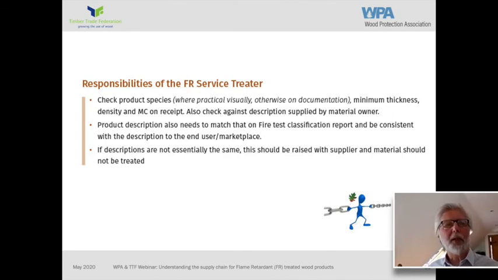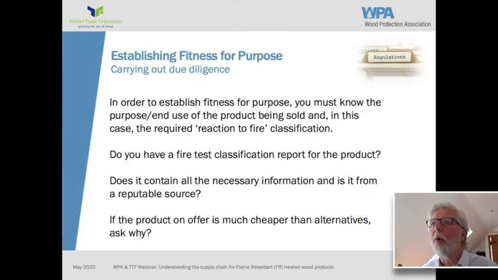A little bit further down the supply chain, maybe you're receiving material that has been flame retardant enhanced in some way. How can you check these things? How can you establish fitness for purpose and carry out due diligence on what you're receiving? In order to establish fitness for purpose, and I know this sounds obvious, but you'd be amazed by how often it doesn't happen, you have to know what the purpose of that product is. What is the end use of that product? And what is the required reaction to fire or flame retardant durability classification?